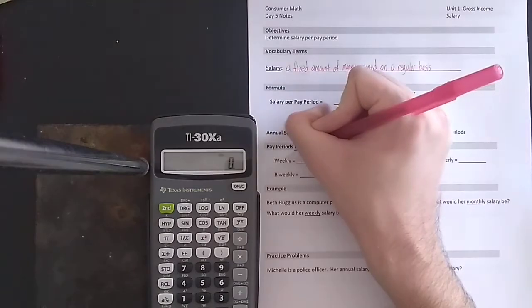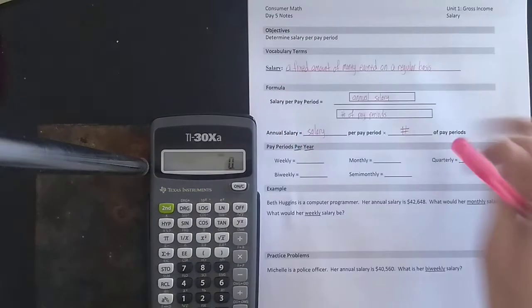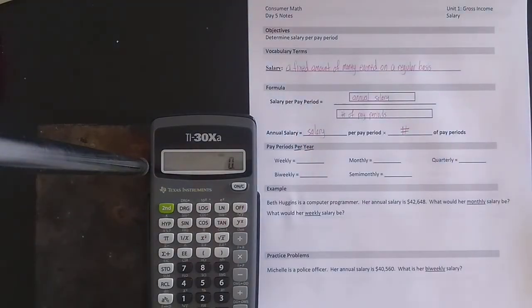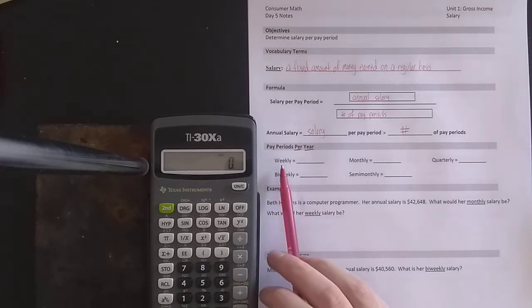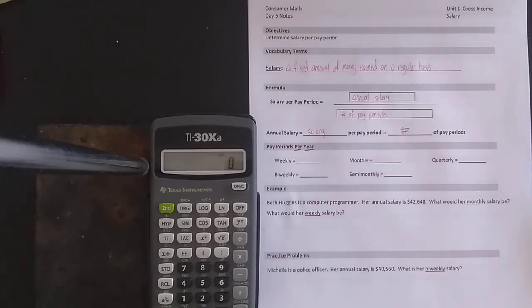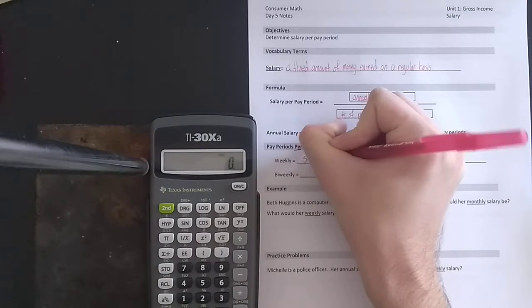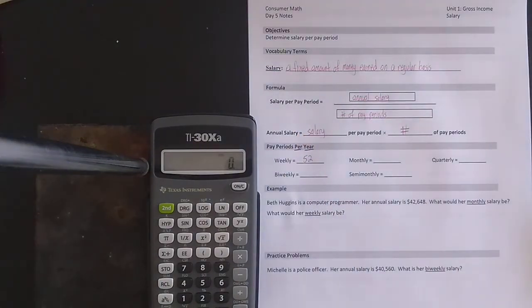This is the number of times you would get paid if you got paid in certain time frames. For instance, if you get paid weekly, how many times does that mean you're getting paid per year? Well, you have to think about it. How many weeks are there in a year? You should know this at this point. There are 52 weeks in a year. So if you're getting paid weekly, that means you get paid 52 times per year. Another one, monthly. If you get paid monthly, how many months are there in a year? There's 12.